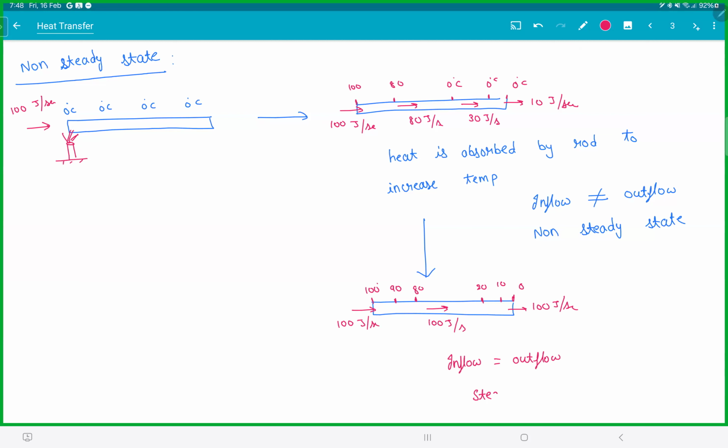This is a simple way to remember what steady state is. Inflow is equal to outflow. Whatever heat you're sending, all the heat should come out. And we will be studying only steady state cases.